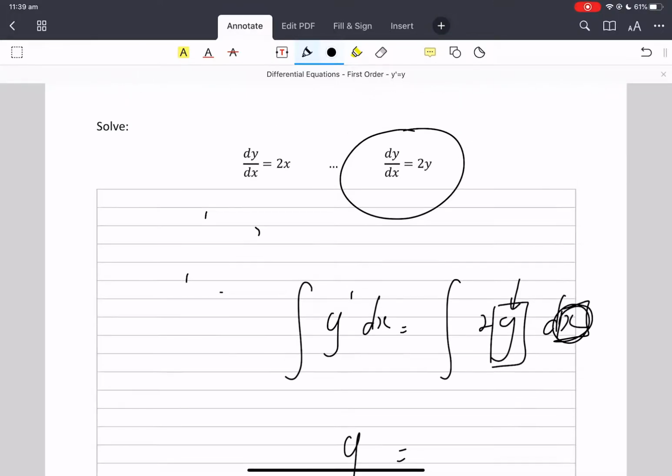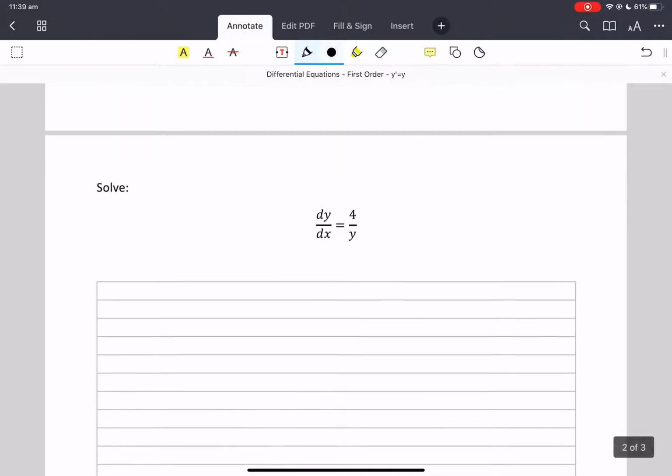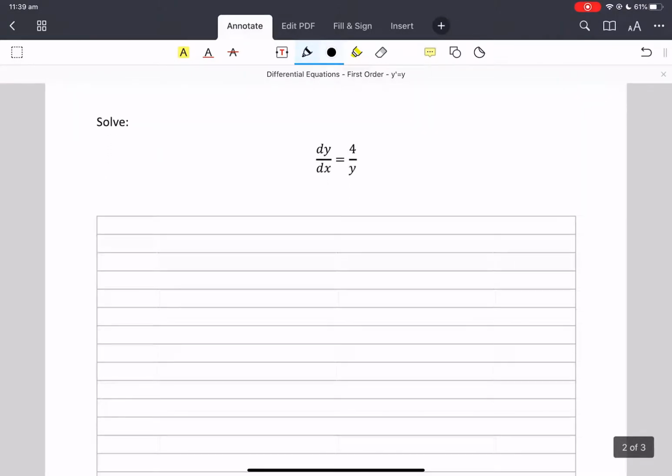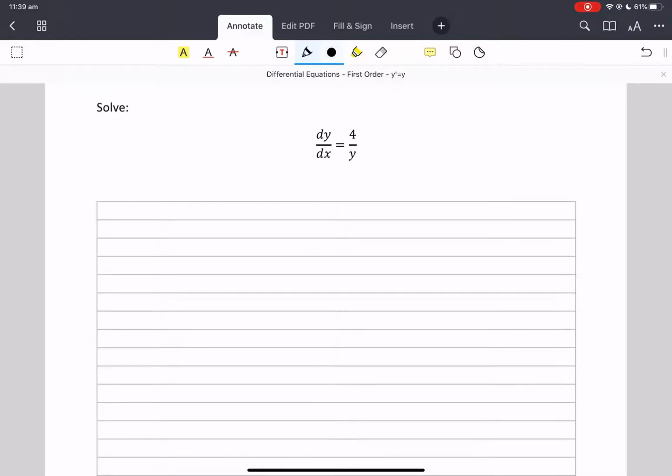I find the textbook a little clumsy. I'm sure there's teachers out there that love the textbook way, and then you might get some haters here with what I do, but this is the way I see it, and it's beautiful. So here we go. We've got a first order differential equation because there's a first derivative in there, but I've got a y in there.